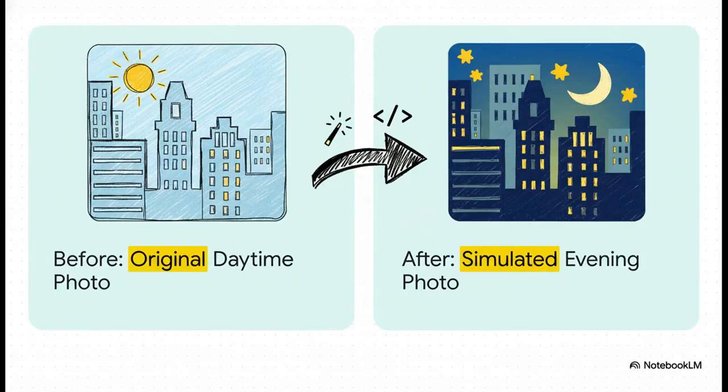And boom, here's what that actually looks like. On the left, you've got the original photo, taken during the day. And on the right, after applying that simple line of code, we have a totally believable simulated evening photo. We've just instantly doubled our useful data. We can now teach our model what this exact same scene looks like at noon and at 7 p.m., and we never had to send a car or a photographer out there again.